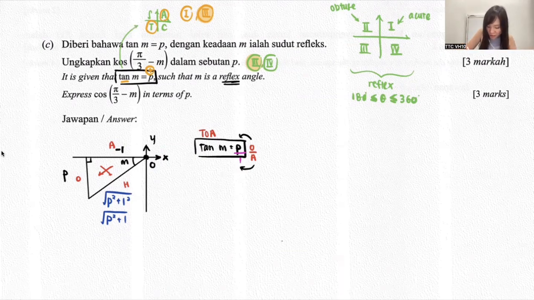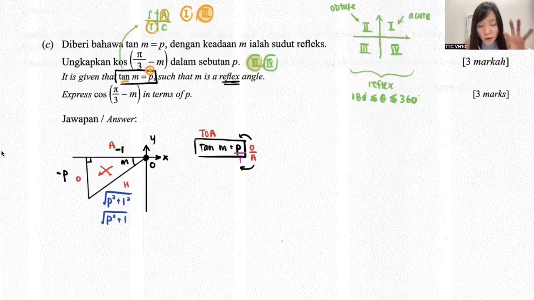Can you see? Origin is here. Your left side of the origin should be negative 1. And below the origin it should be negative p. So a lot of students, because you didn't draw it correctly, you didn't put the negative correctly. I think this question is 100% wrong, okay, my dear? Because you didn't draw it correctly.